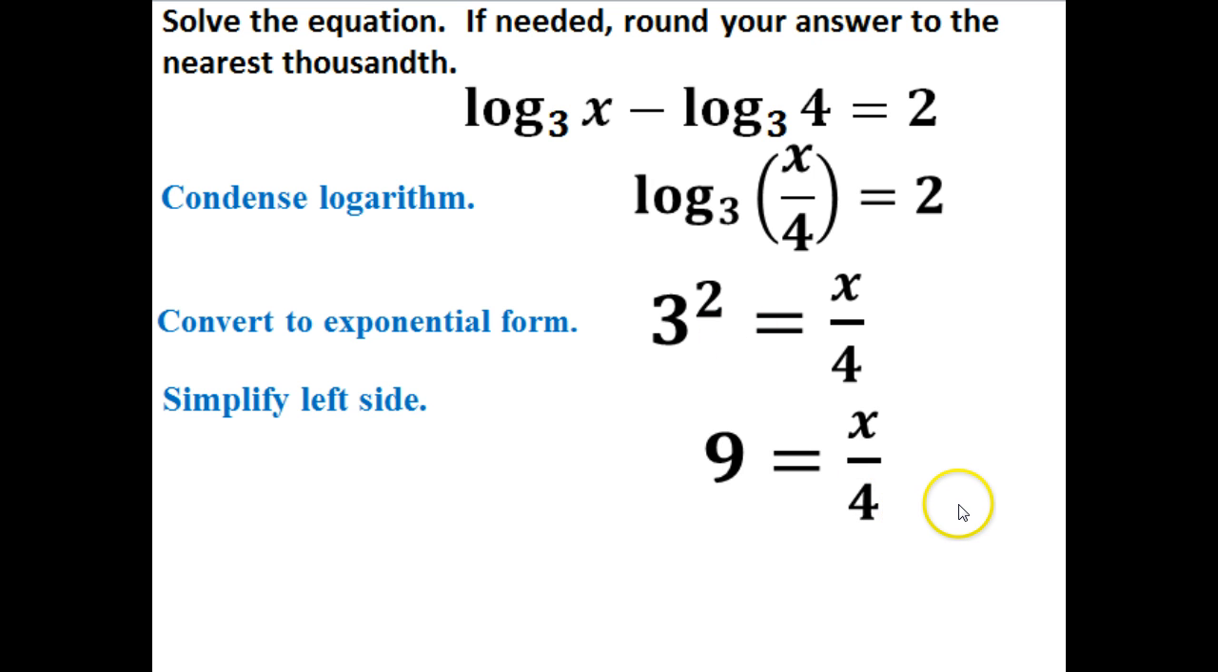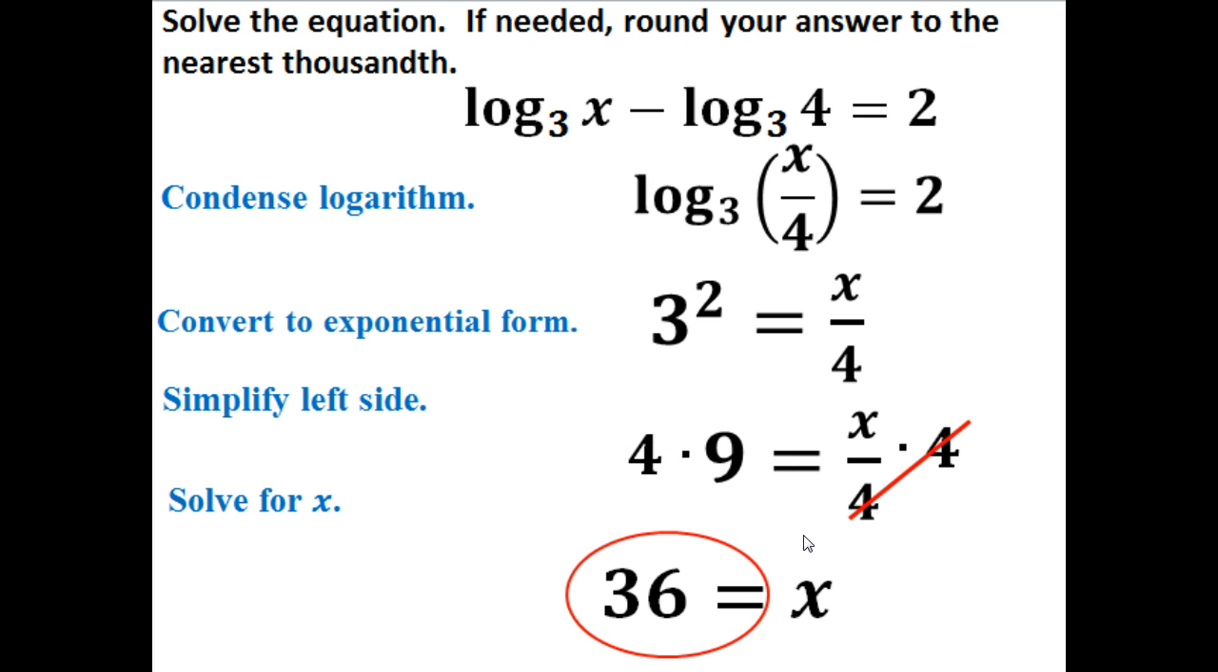And really all we're going to do now is just solve it for x. I've got an x divided by 4. The opposite of division is multiplication, so I multiply both sides by 4. The ones on my right hand side here will cancel each other. And now I just need to figure out what 4 times 9 is, and that is 36.